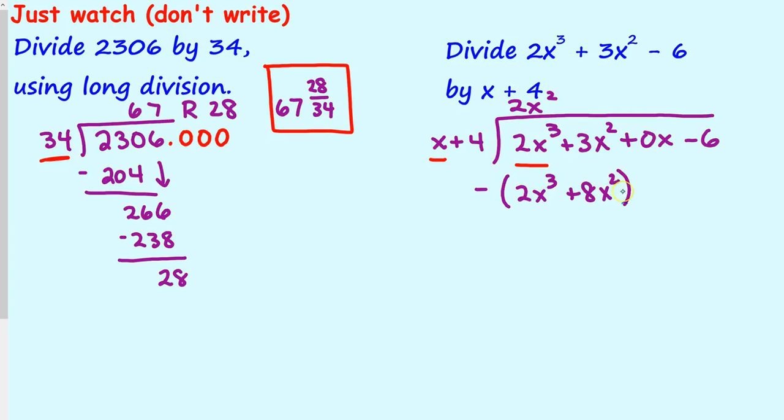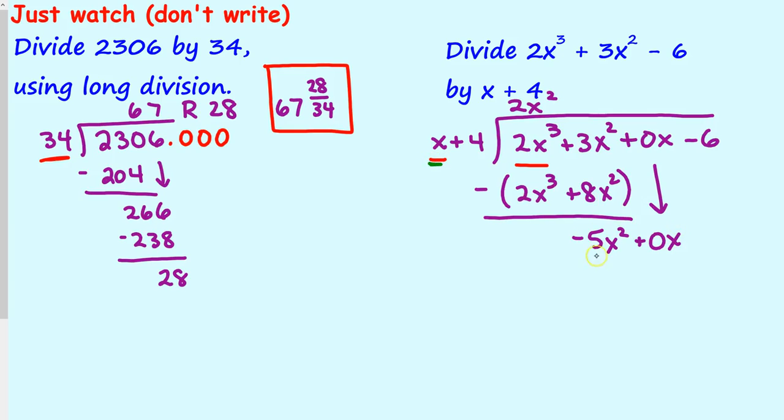And I'm going to put parentheses around that to remind myself to subtract both of them and distribute that negative sign. Okay, so we subtract the x cubed terms and we get 0, and we subtract the x squared terms and we get -5x squared. What's next? Bring down the next one, and then go through the process again.